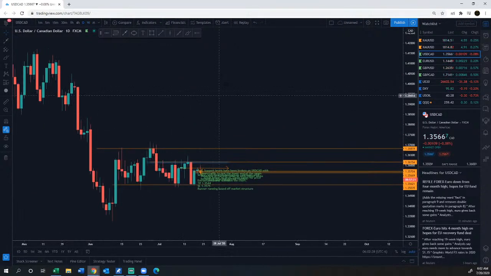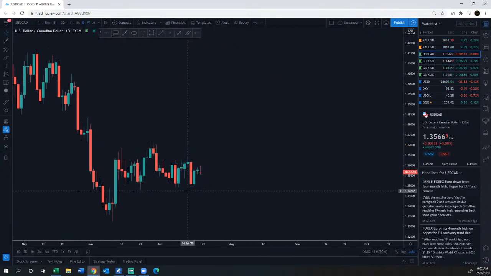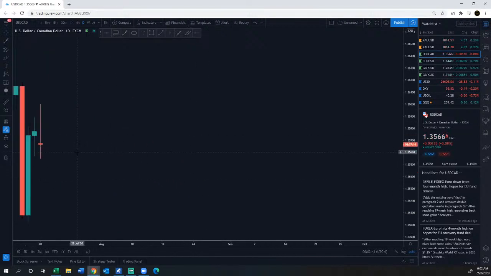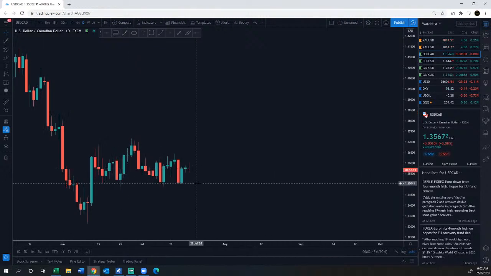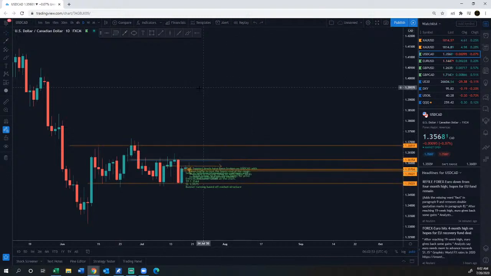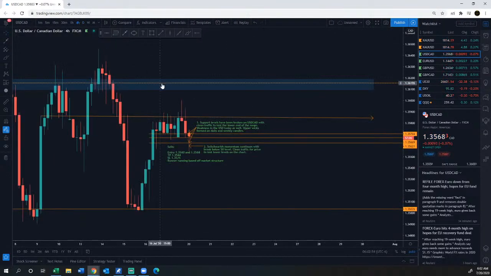Let's go daily, remove drawings. Yeah, same thing here. You have a break below the previous day. You have a big liquidity grab. You can see it push lower to test the lower end of the range. That's the one thing I was expecting or anticipating. So we'll see how that goes.